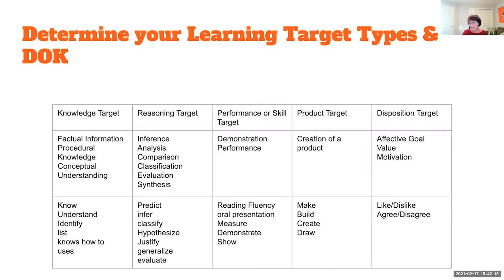So I've listed three more. It could be a performance or skill target. It could be a product target. It could even be a dispositional target. And in your target section, you should feel free to break them up into these groups if you want to. You don't have to. But if that helps you to almost make a table of them in there, it'll help you make really good, clean assessment matches.